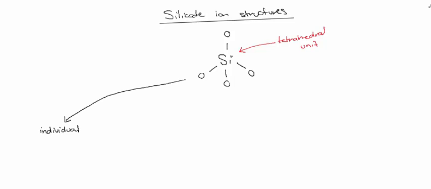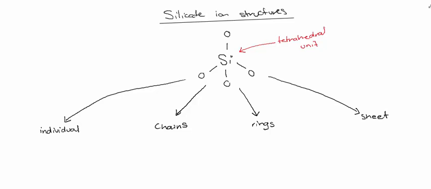They can also be arranged in chains or rings. Lastly, we can see structures in which these tetrahedral units join together to form a sheet structure. So these are the different structures that we're going to have a look at here.